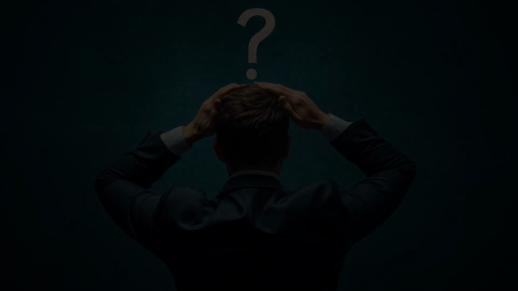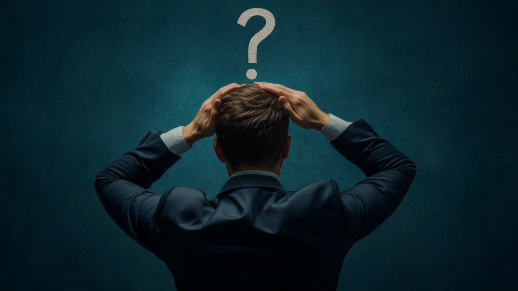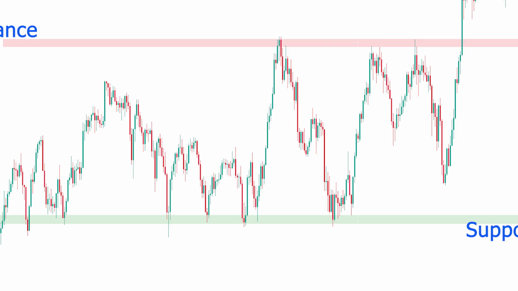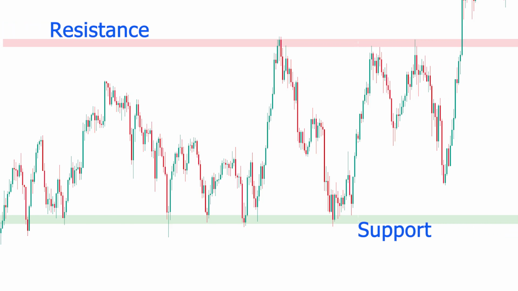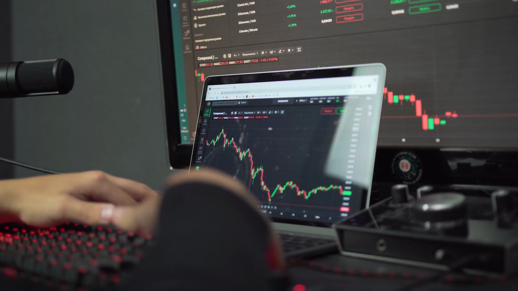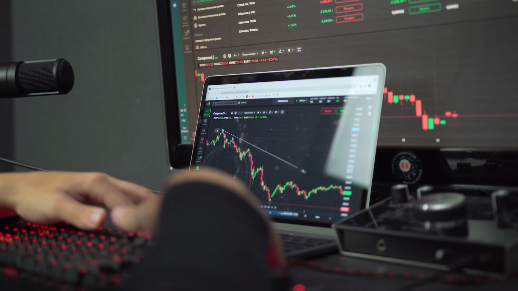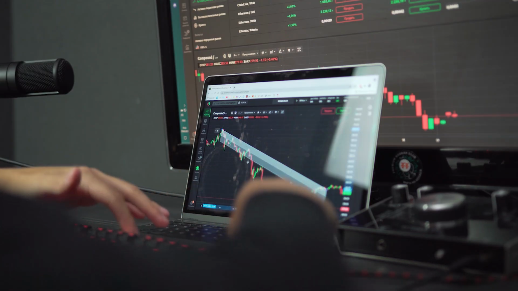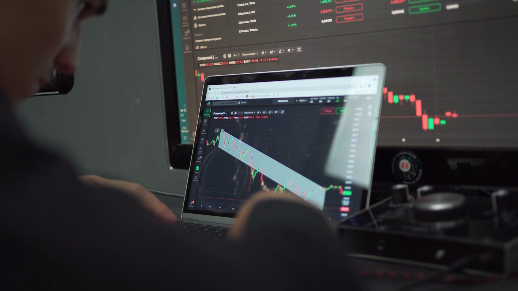These are concepts many traders either don't know at all or completely misunderstand. Once you understand these ideas, support and resistance will stop being random lines on a chart. Instead, they'll become one of the most powerful tools in your trading toolbox. So if you want to see how professional traders actually think about support and resistance, make sure you stick around until the end. Let's get started.